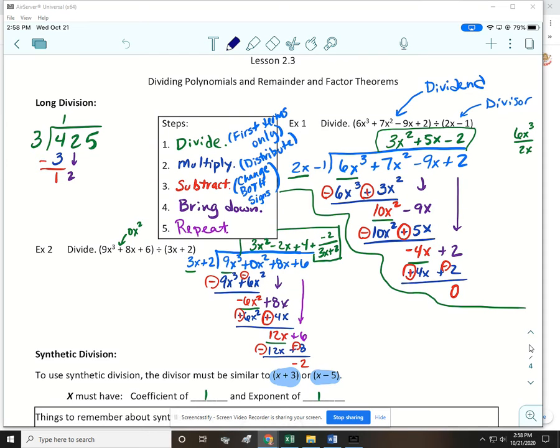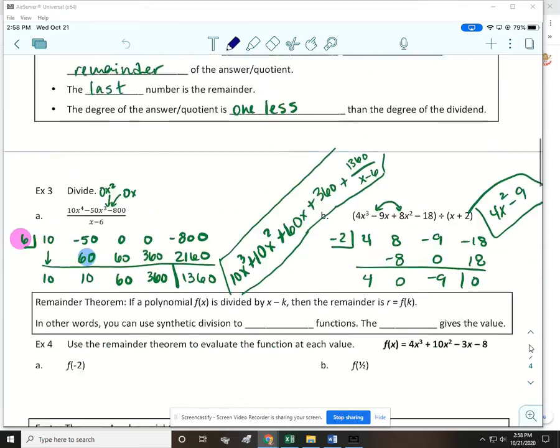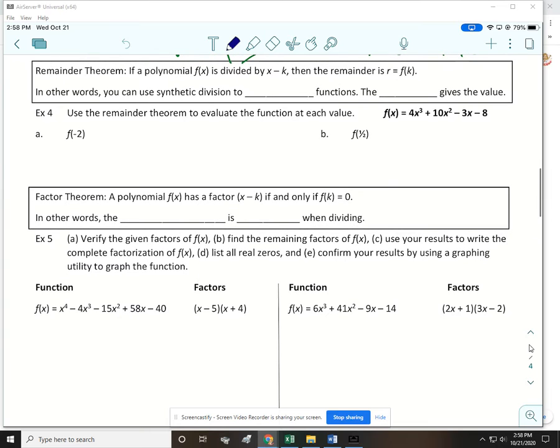We're going to finish up lesson 2.3, so get out your note sheet how we did the previous lesson, and let's turn to the back. So we practiced some long division and synthetic division yesterday. So today we are going to talk about the remainder theorem and the factor theorem.